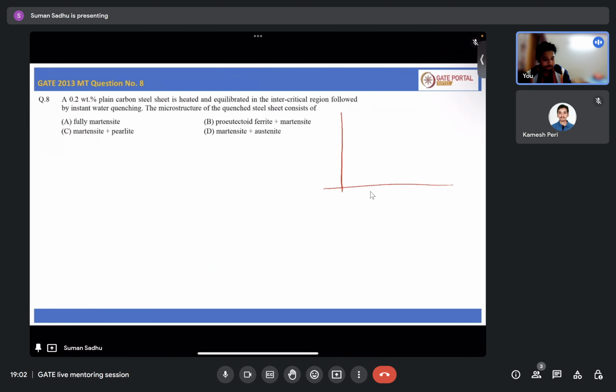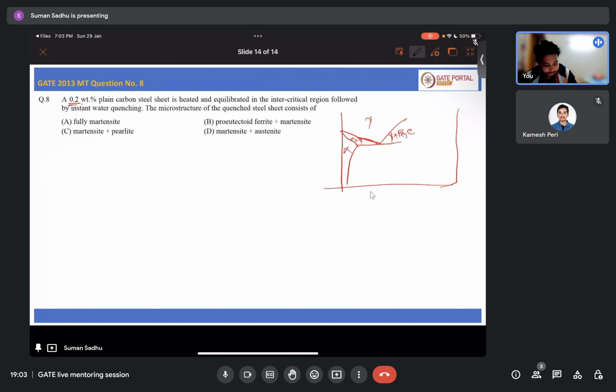So if you know the phase diagram, I am not drawing the whole part of this. Only up to the eutectoid region I am drawing. So this is alpha, this is gamma, this is alpha plus gamma, and this is gamma plus Fe3C. It is mentioned that it is 0.28% plain carbon steel. So this concentration is 0.8, so 0.2 will be somewhere here, right? So that means in the hypoeutectoid region.